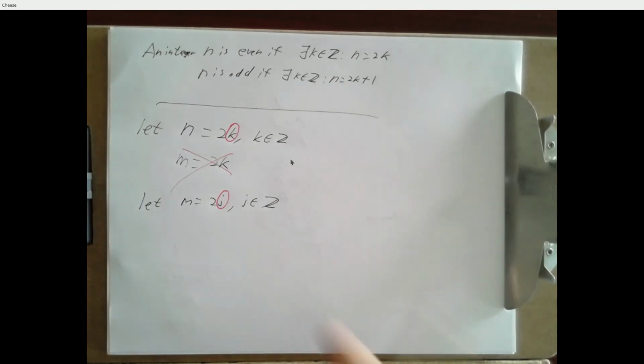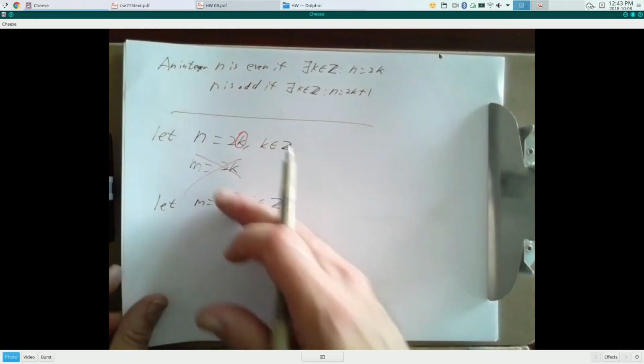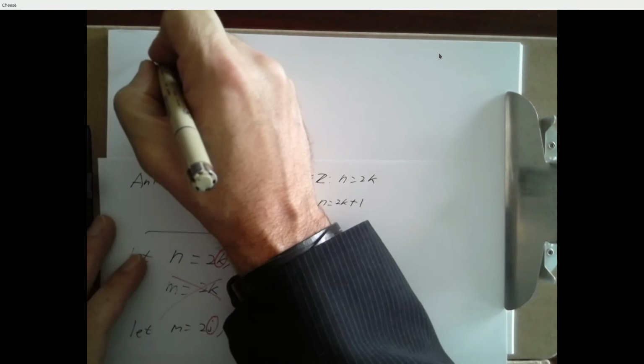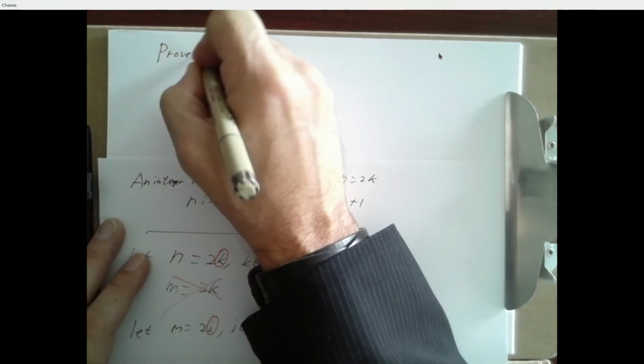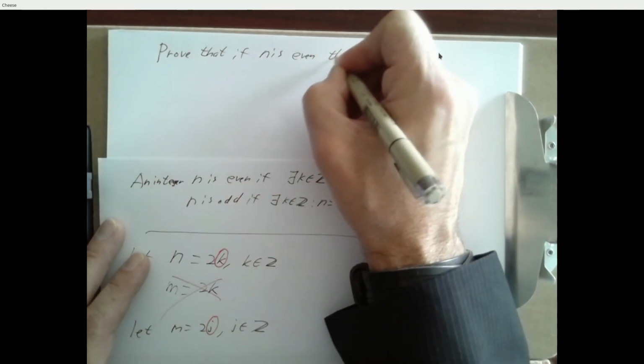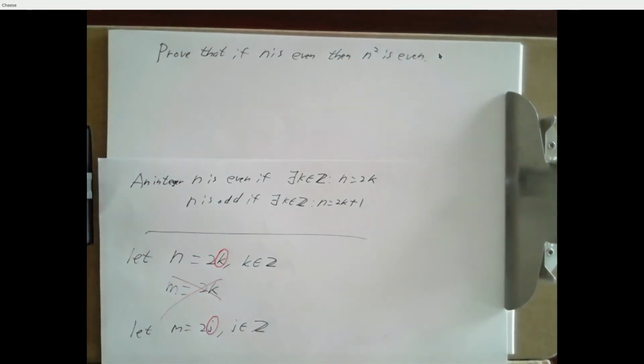All right, so we can always do this. So here's a typical even-odd problem. Prove that if n is even, then n squared is even. So the square of an even number is even. And it makes sense. 2 squared is 4, 10 squared is 100, negative 6 squared is 36. All of those things are even numbers, right?